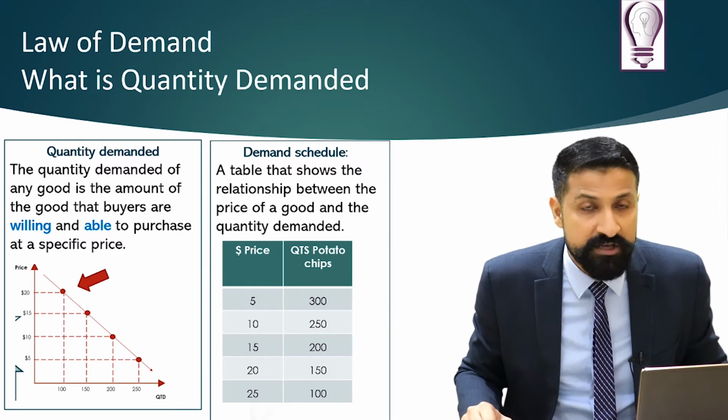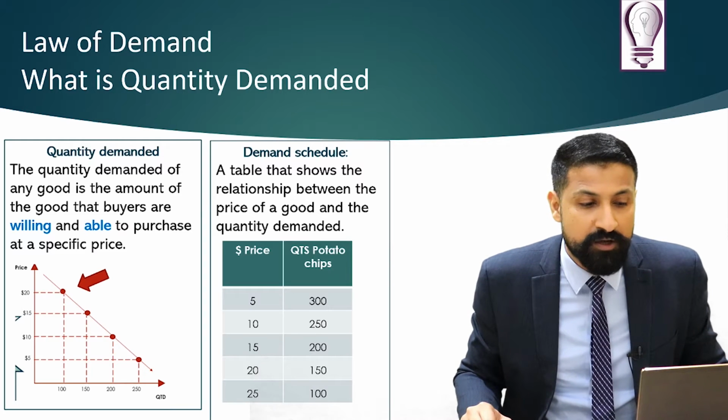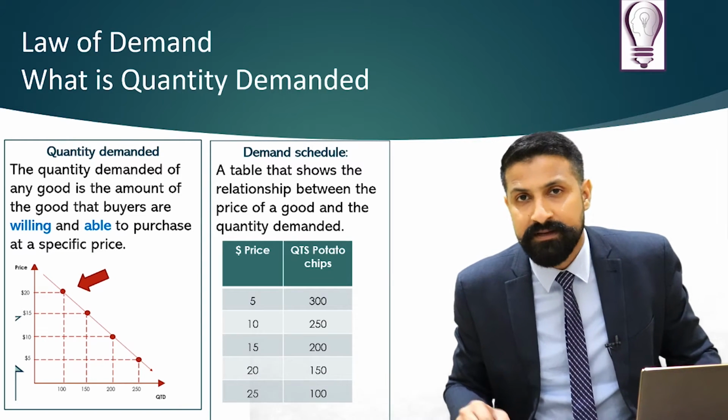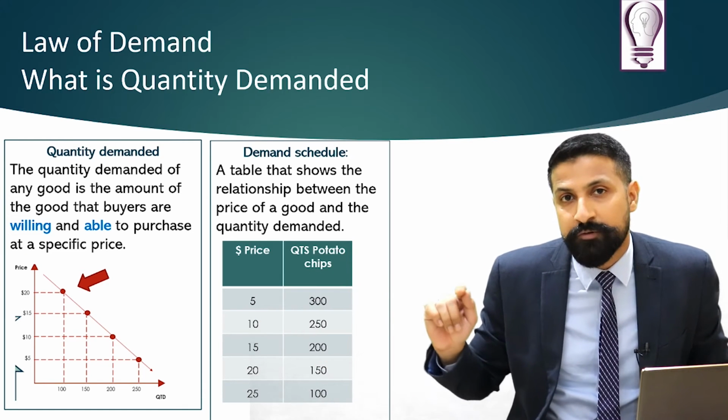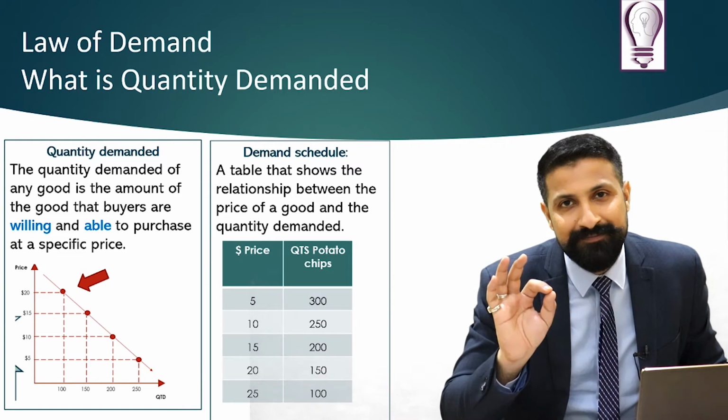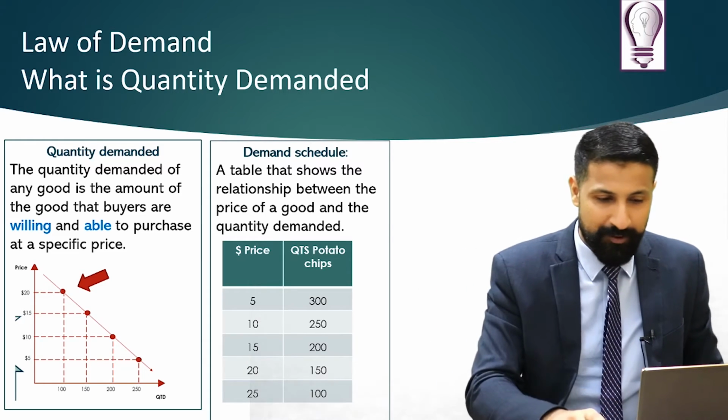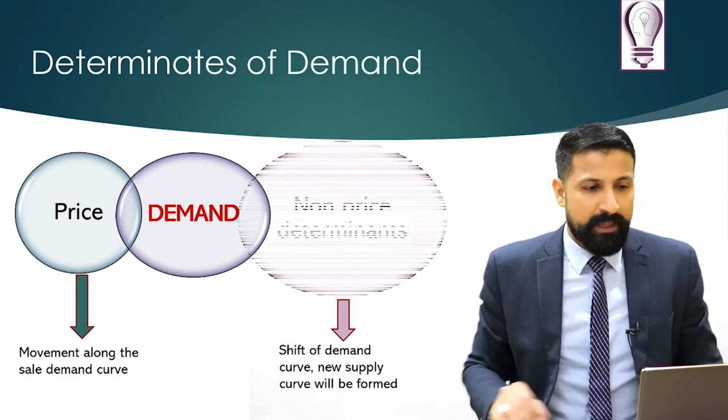The table shows a relationship between the price of a good and the quantity demanded. Yes, there is a clear relationship. At which price, how many units are required? That's it. Moving on.